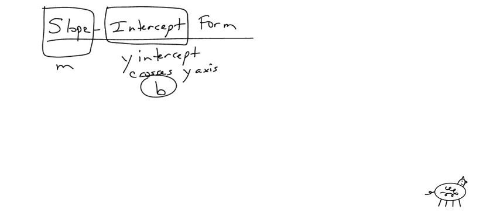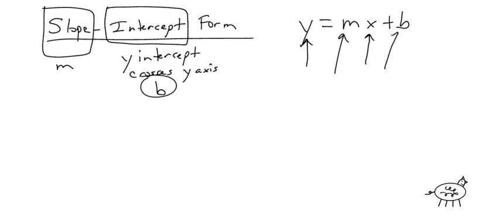So the slope-intercept form is Y equals MX plus B. The Y is always going to be a Y, and the X is always going to be an X. What you're going to do is put a value in for M and for B, so those are the ones you're going to find a value for.